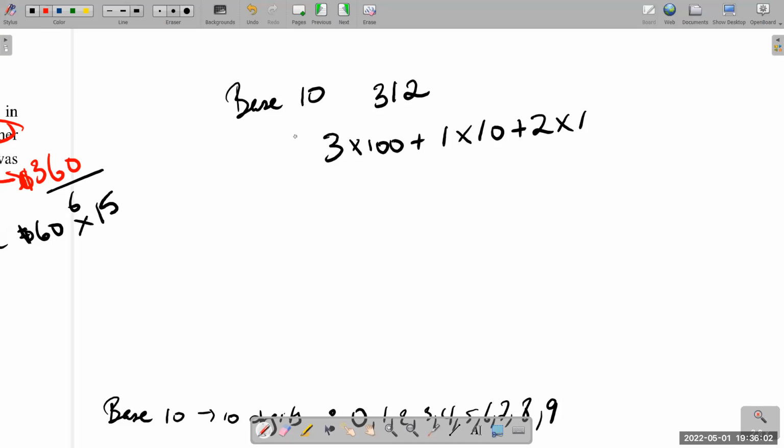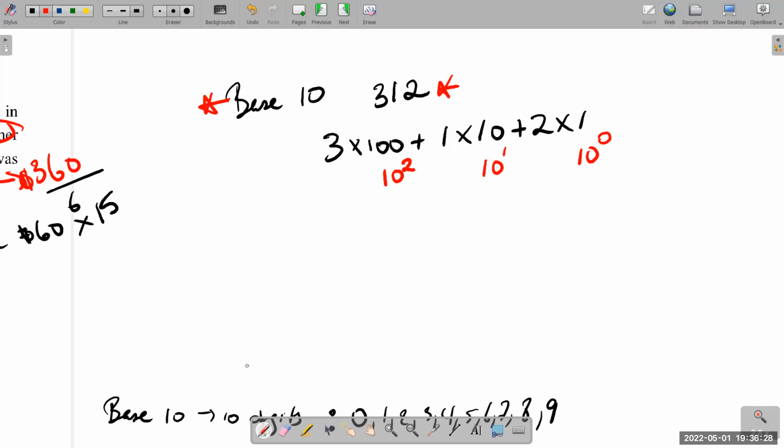Now, this is the part you gotta remember. 100 is the same thing as 10 to the second power. 10 is the same thing as 10 to the first power. And 1 is the same thing as 10 to the 0 power. Let me know if you got it, because you should know this already. Anything to the power of 0 is 1. Because this is base 10.